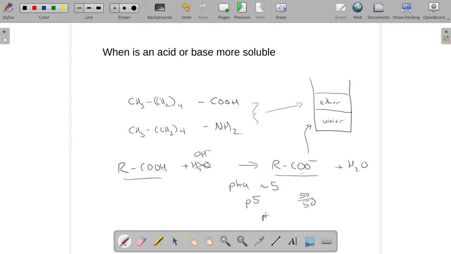Meaning, if I go to a pH of 3, I will force this reaction to go all the way to the side that has all the protons on it. And our carboxylic acid would be in the ether section. But if I go to a pH of 7, 2 above it, I will totally deprotonate everything, put that charge on it, and now all of a sudden this will be in the water.